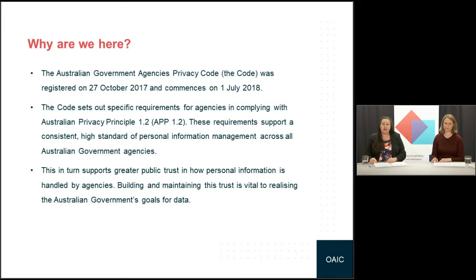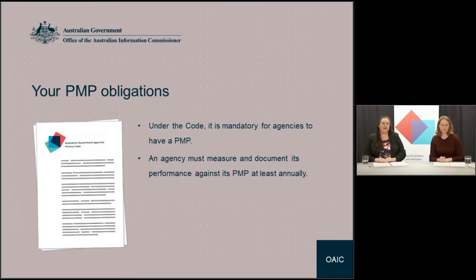The OIC's 2017 Australian Community Attitudes to Privacy survey showed that only 58% of people considered government very or somewhat trustworthy when it came to privacy. The code is therefore a step towards building greater trust in privacy across the public service by establishing specific governance requirements for agencies. So let's turn to your PMP obligations as an Australian government agency.